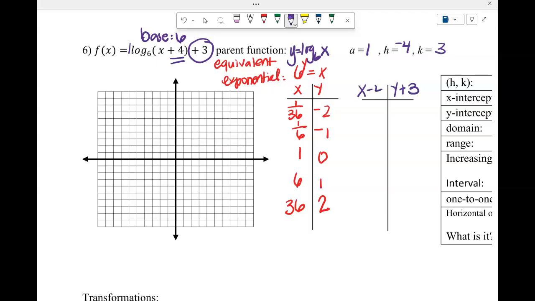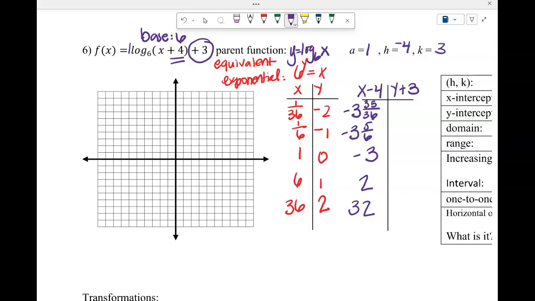Your x is going to be minus 4, and then now take a minute, guys, to change your transformation table. So 1 over 36, students, take away 4 is now negative 3, and then we got the remainder of 35 over 36. 1/6 minus 4 is now negative 3 and 5 over 6. 1 minus 4 is negative 3. 6 minus 4 is positive 2. 36 minus 4 is 32.